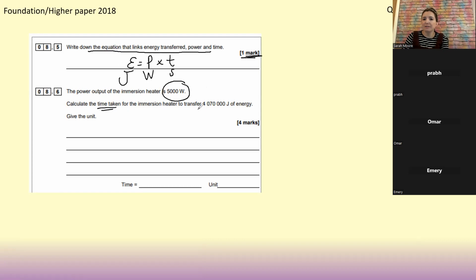Calculate the time taken for the immersion heater to transfer the 4,070,000 joules of energy that was referred to in the last part of the question. Now there's 4 marks here. Whenever you see 4 marks for a calculation question, it's probably the case that you need to do some rearranging of an equation. So it's not as straightforward as just putting in the numbers in the order of the equation that's given on the formula sheet. It's probably going to be some rearranging.